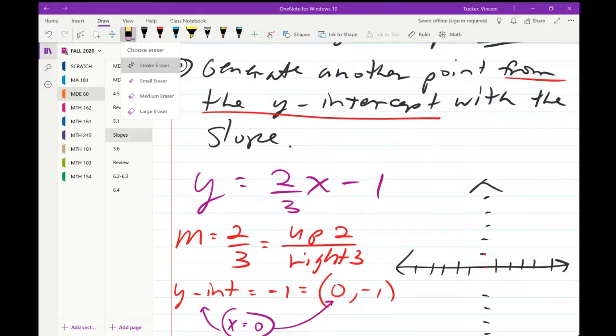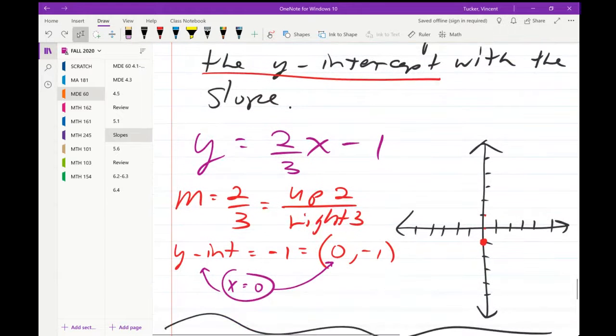I took my whole line. That'd be all right. So your slope is 2/3. That's a positive 2 over a positive 3. So that means I will go up 2, right 3. And your y-intercept is negative 1.